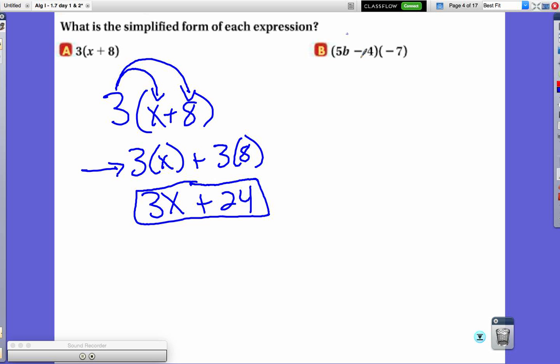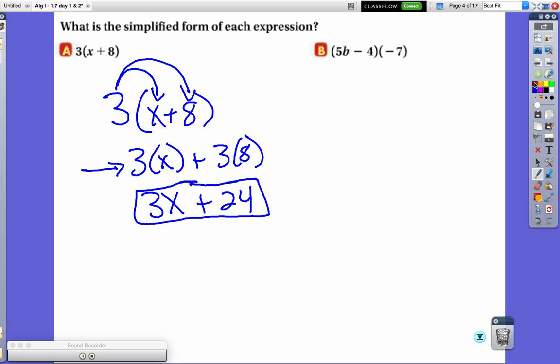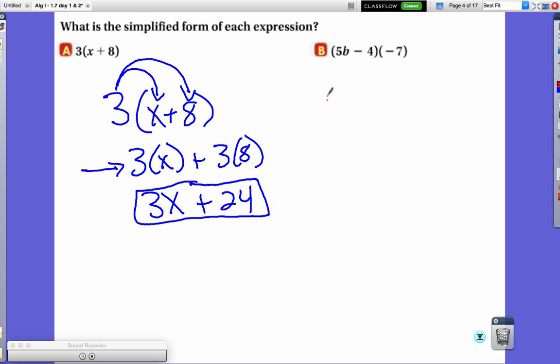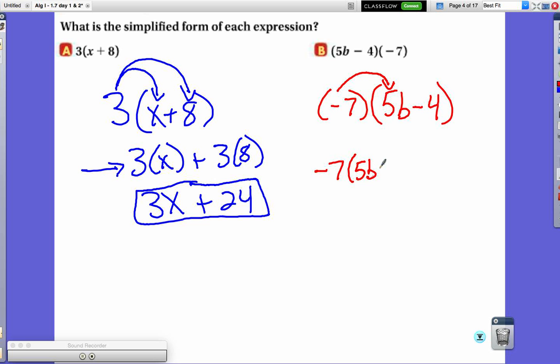Letter B, I suggest you rewrite it. I think it's easiest to always have the single number in front. So we'll write negative 7 times 5b minus 4. Now this one is a little tricky because it has a negative. So we will take negative 7 times 5b.